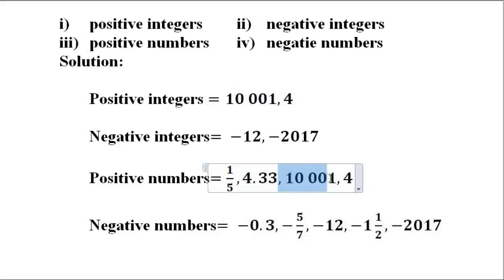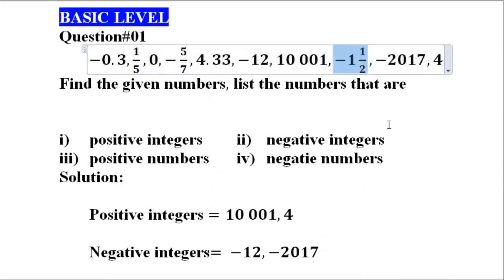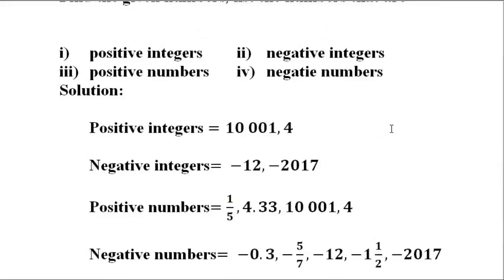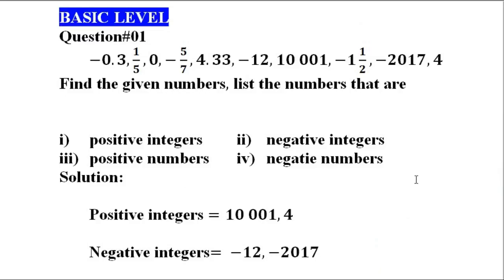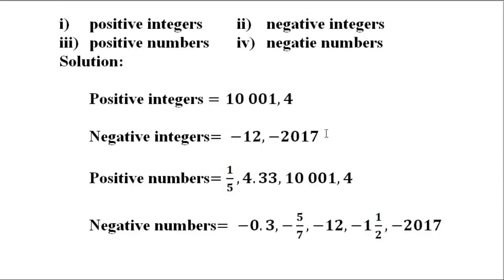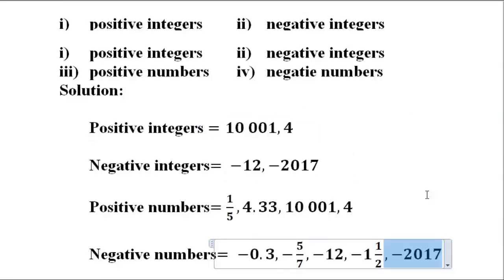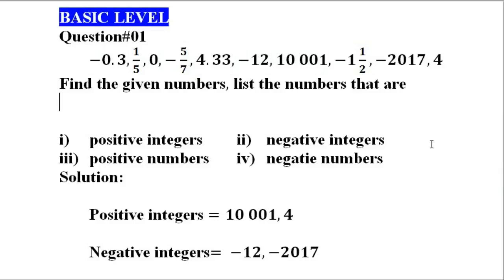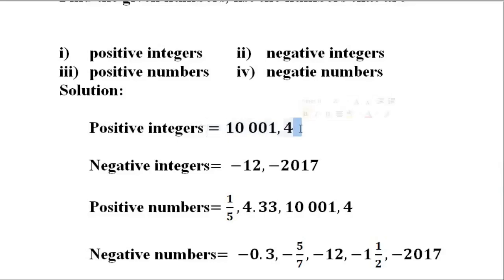Our next number is negative 1 whole 1 upon 2, a mixed number. It is a negative number, but not an integer, as the set of integers does not contain fractional numbers. The next number is negative 2017. This number is a negative integer as well as a negative number. The last number is positive 4. I think you have a clear idea about the number 4, which is a positive integer and a positive number.